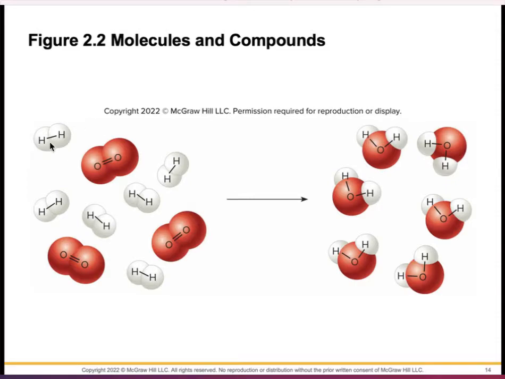So take a look. This is what we refer to as a molecule. While these are compounds, okay? You see different elements have combined. The same element has combined here. So that's how we would know the difference between a molecule and a compound.